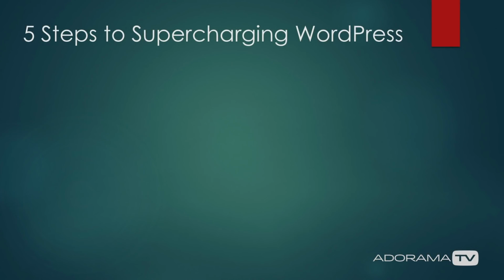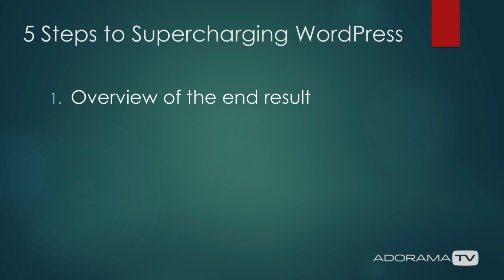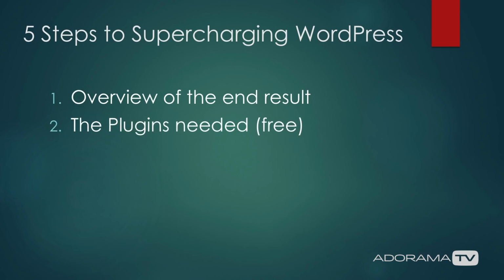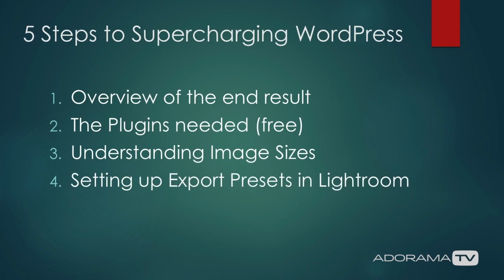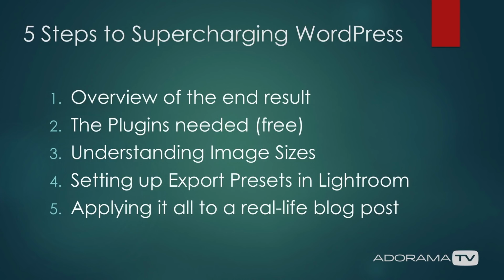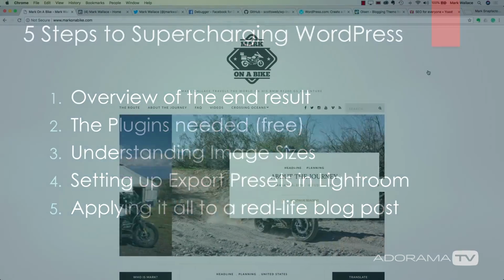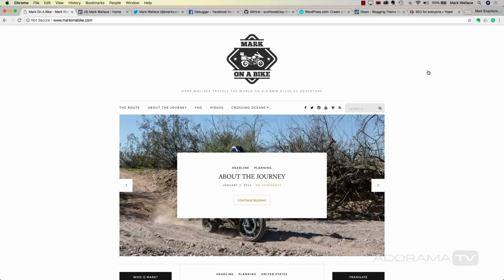We have a lot to cover in today's tutorial, so I've broken this down into 5 steps. The first is an overview of the end result. We want to see where we're going to end up in the last step. The second thing is we're going to need to understand the plugins that are needed to make this work on your WordPress site. The good news is they are all free. Then we need to understand our image sizes and aspect ratios so we can automate everything in step 4, which is setting up our export presets in Lightroom. Once that's all done, we're going to put this into practice in a real life blog post and show you how it all works. Let's get an overview of where we want to end up in step 5.